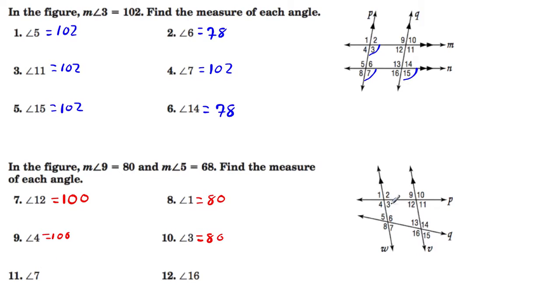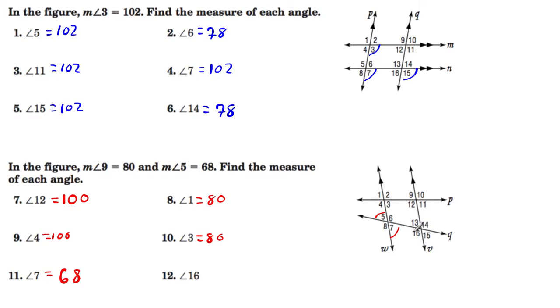So knowing that angle 3 is 80, I can, oh, actually, P and Q are not parallel. W and V are parallel. So if I have angle 7, I'm going to need to know angle 5. Angle 5 is a vertical angle with angle 7. Remember vertical angles? We looked at them before. 5 and 7 are going to be congruent. So angle 7 is going to be the same as angle 5, which is 68.